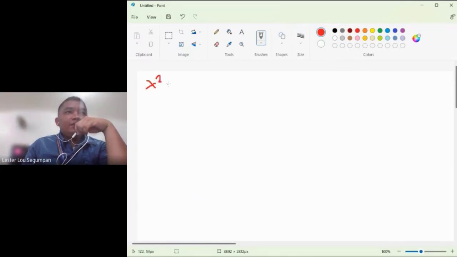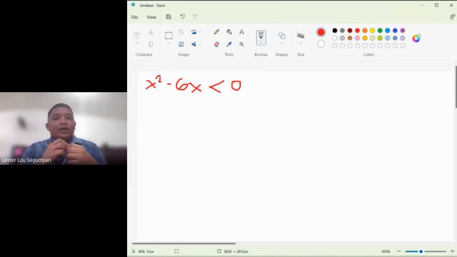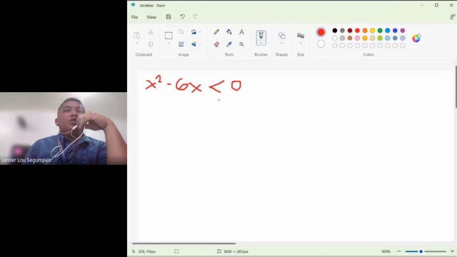X squared minus 6x is, let's say, less than 0. Before we answer this one, do we expect a union in our answers later? Is there specifically a solution set or not? About our interval notation, do we expect brackets or parentheses? Those are the hints already shared with you last time. You might want to use them. But specifically, let's try to answer this.